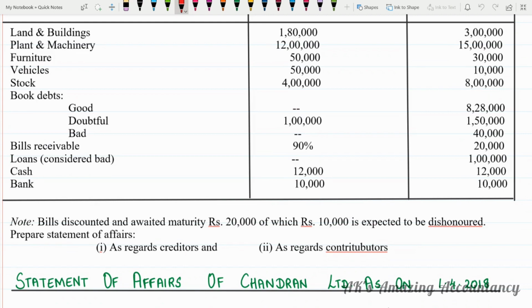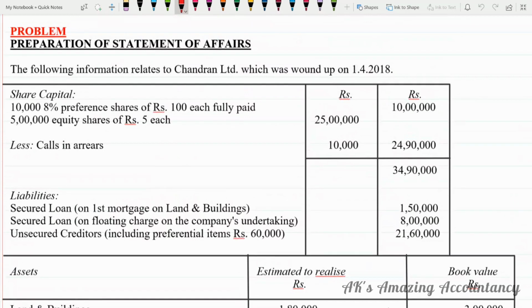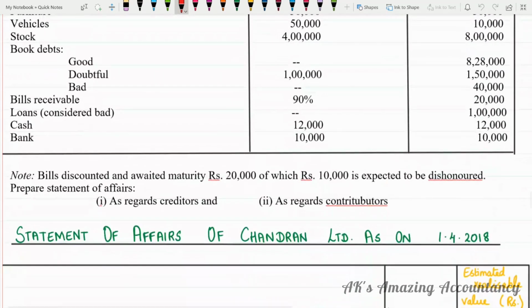So this is the problem we have, and based on the information given in this problem, you are required to prepare a statement of affairs, and it is given that the statement of affairs is to be prepared as regards the creditors as well as regards the contributories. Before you proceed with the answer, you have to recollect the format of the statement of affairs. Only if you are thorough with the format, you will be able to do the answer correctly.